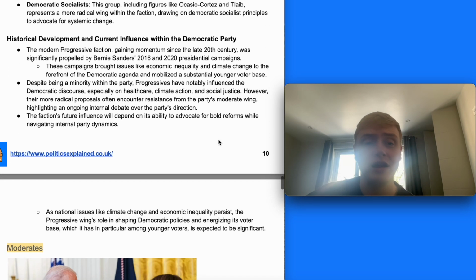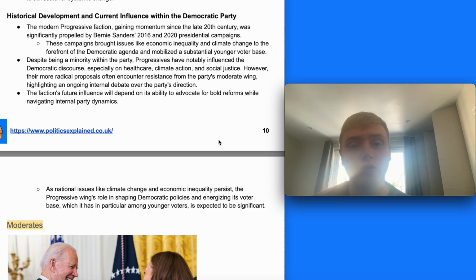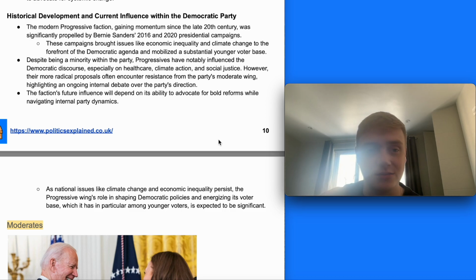In terms of their historical development and current influence in the party, the modern progressive faction has gained momentum since the late 20th century, and was significantly propelled by Sanders' 2016 and 2020 presidential campaigns, which brought issues like economic inequality and climate change to the forefront of the Democratic agenda, supporting Medicare for All and the Green New Deal, for example, and mobilising support from a substantial younger voter base.